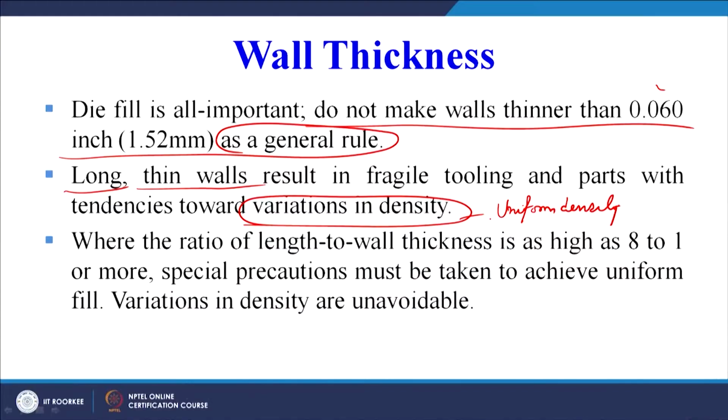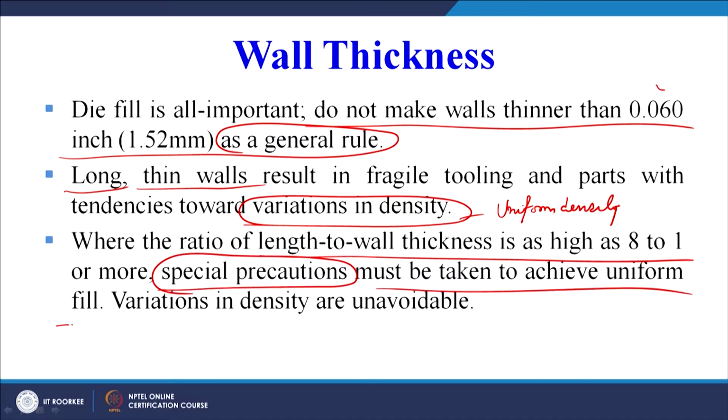Where the ratio of length to wall thickness is as high as 8:1, so the length is long and the thickness is less, special precautions must be taken to achieve uniform fill. Otherwise variations in density are unavoidable. So we have to avoid the variation of density, especially in case of powdered metal parts. That can be avoided by selecting the length and the wall thickness of the part in such a way that we ensure uniform density across the section of the powdered metal part.